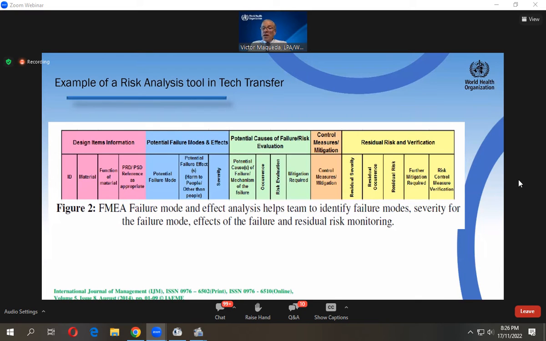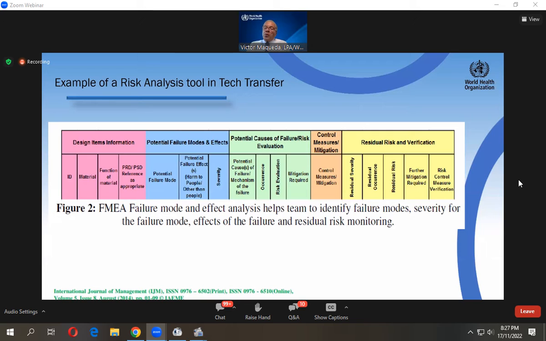Of course, then we need to monitor this. This means that we are always going to have residual risk, as we mentioned in session 1. Here, they separated residual severity, residual occurrence, residual risk. This is another way to show it. No problem, you could have one residual risk. And if you need any further mitigation or further control measures.